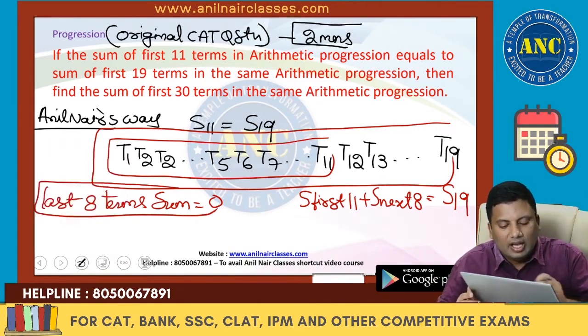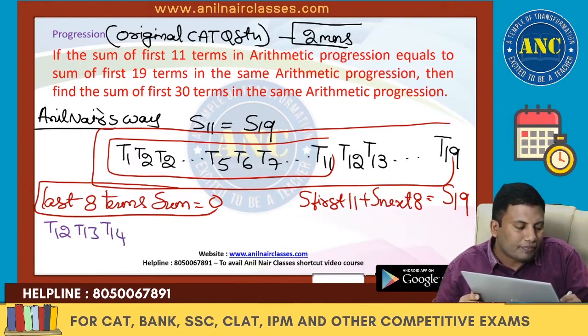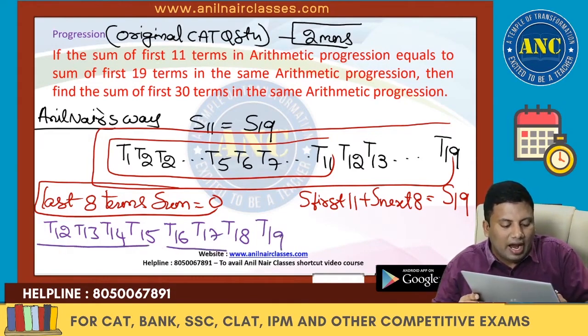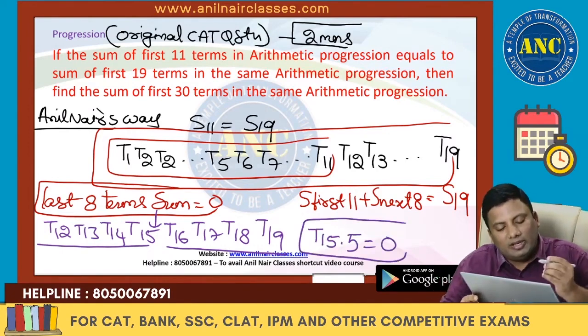What are the last 8 terms? We will see. Till 11 we did it. Last 8 terms are T12, T13, T14, T15, T16, T17, T18, T19. There are 4 to the left and 4 to the right. What is the middle value? T15.5. It is 0. Why will the middle value be 0?